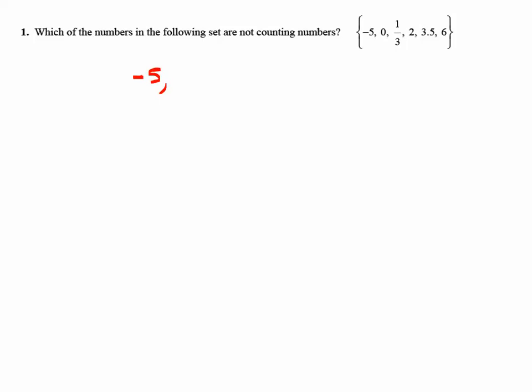How about the 0? Is 0 part of counting numbers? Oh, no. Remember, counting numbers start off with 1 and go up. The whole numbers start off with 0 and go up. So 0 is part of the list. It's not a counting number. 1/3? Not a counting number. How about 2? Yeah, that's a counting number. 3.5? Not a counting number. And 6 would be. So there it is. The answer to this, not counting numbers, would be -5, 0, 1/3, and 3.5.